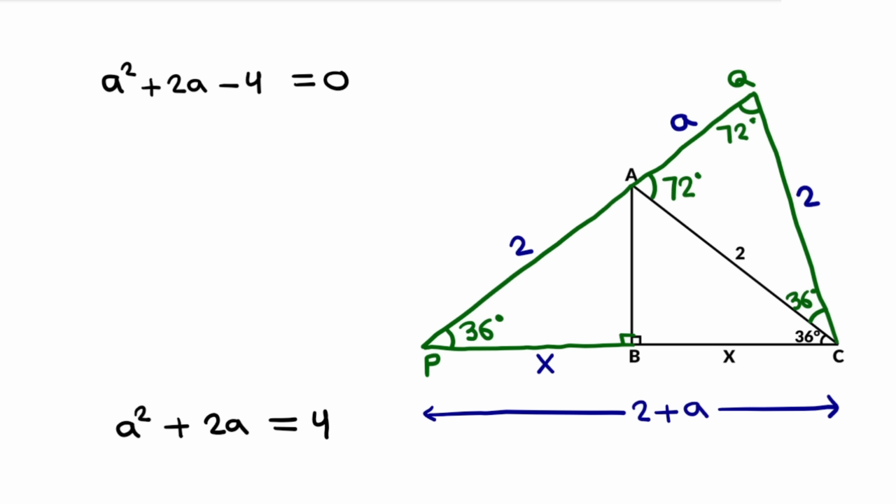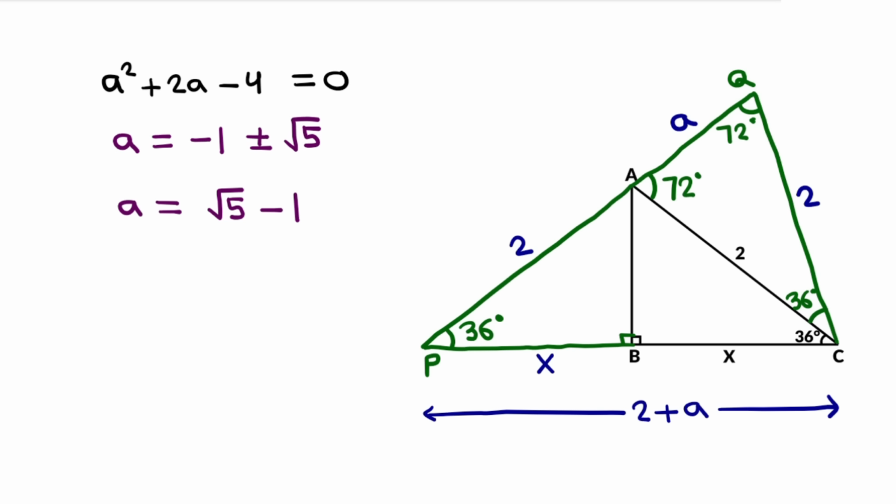Now solve the quadratic. Using the quadratic formula, we get a equals -1 plus or minus √5. Since a is a length, we ignore the negative solution. So a equals √5 minus 1.